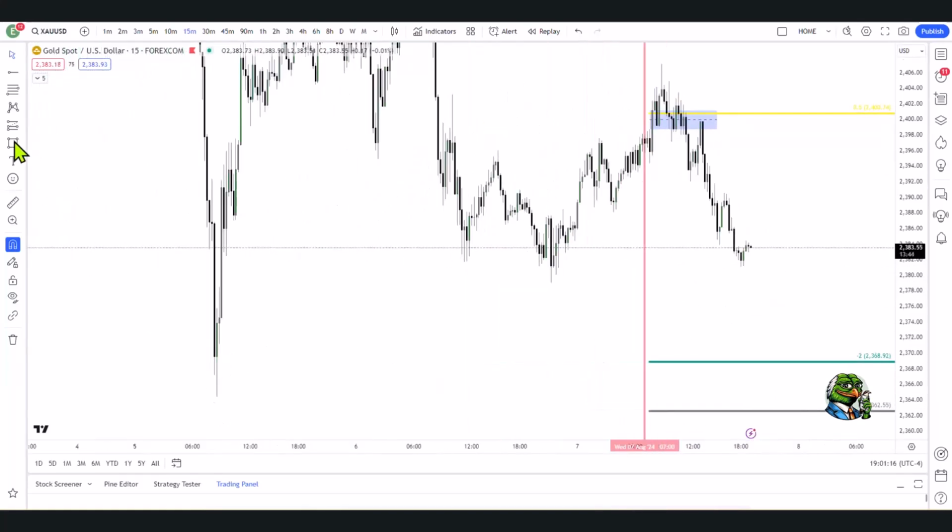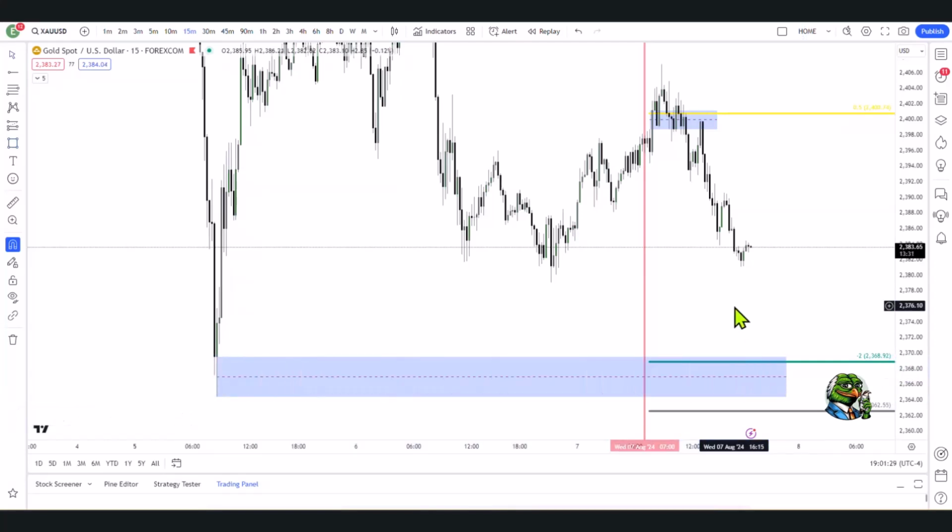So I'm going to mark out the rejection block. Whoops, that's not marked out properly. On its own, those numbers mean nothing, right? These lines mean nothing. They're just calculations. But when you can align them, with close proximity to something on the chart, that's when they become useful.